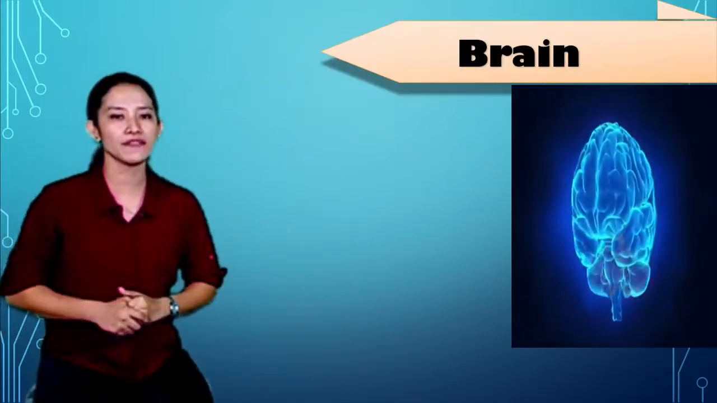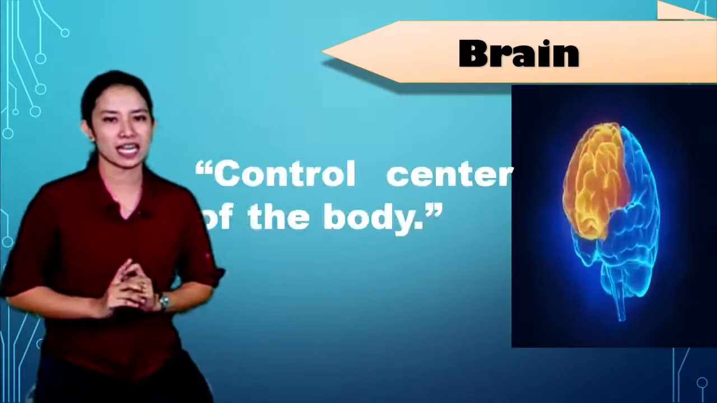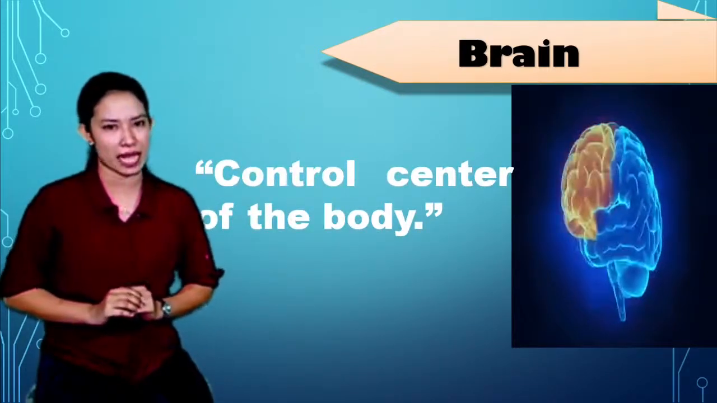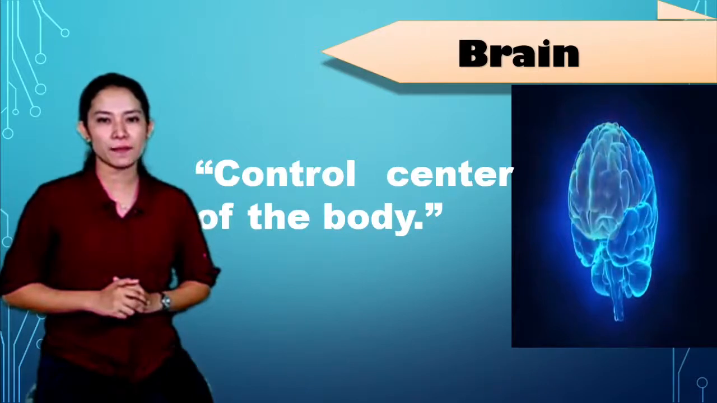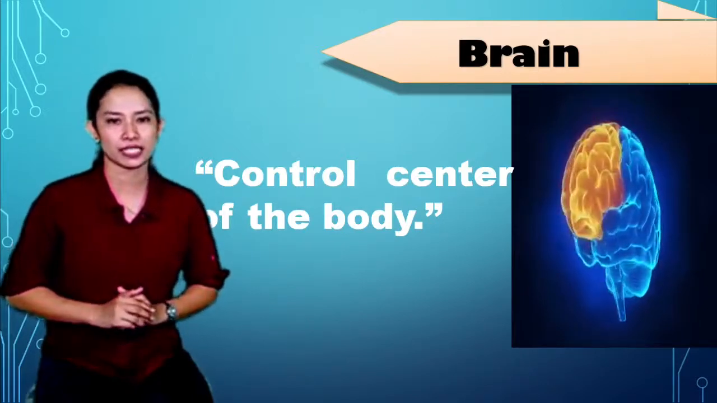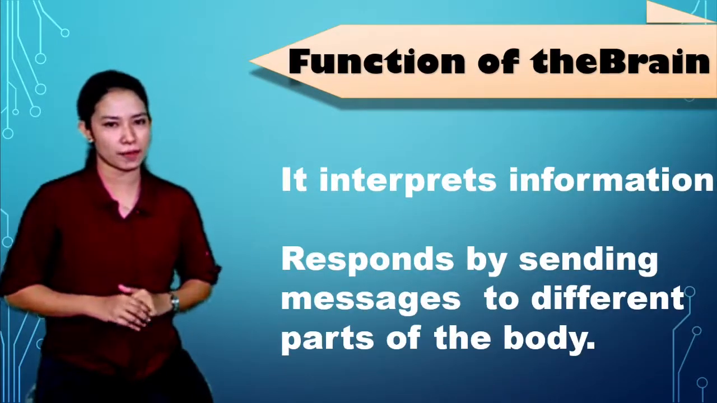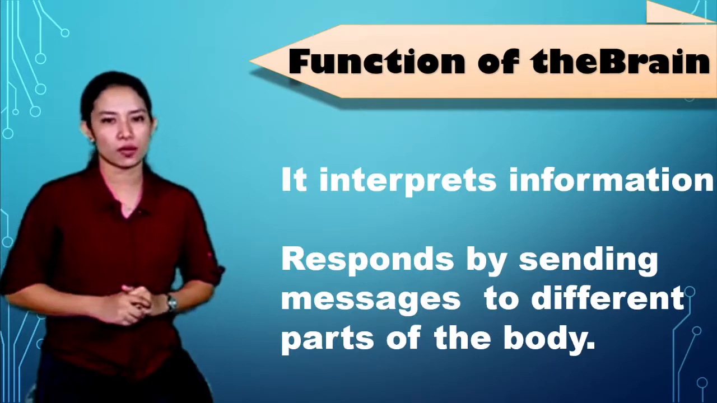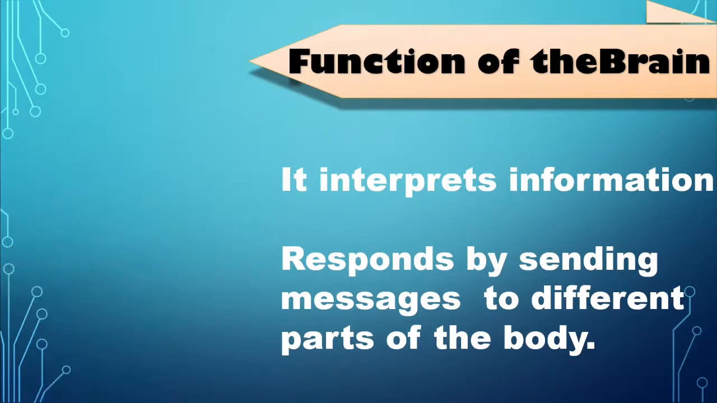The second one is the brain, one of the most important organs because it is the control center of the body. It interprets information and responds by sending messages to different parts of the body. Let us watch the video about the parts of the brain.